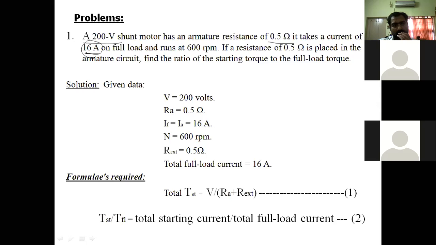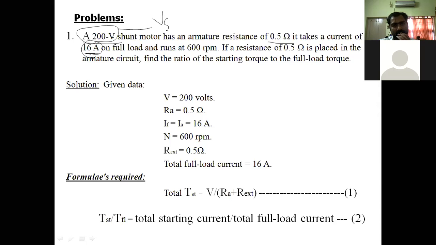So the armature current is 16 amperes. This 200 volts is the supply voltage, the mains voltage. The armature resistance is 0.5 ohms, on full load, and it runs at 600 RPM. This is considered to be the speed of your shunt motor.